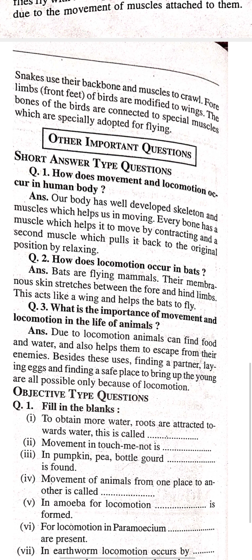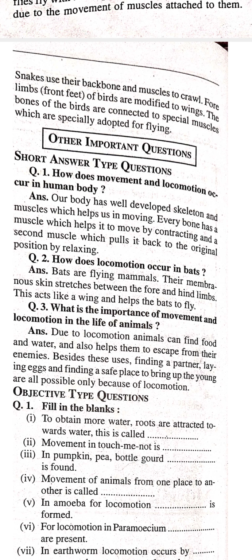The next one is, how does locomotion occur in bats? Bats are mammals actually, but they are flying mammals. Their membranous skin stretches between the fore and the hind limbs. This acts like a wing and helps the bat to fly. Actually, they don't have wings, but their membranous skin stretches between the hind limbs and the front limbs, and that's why it acts like wings.